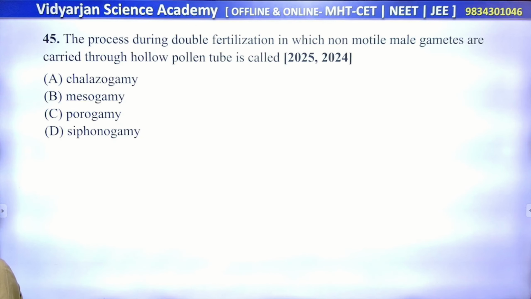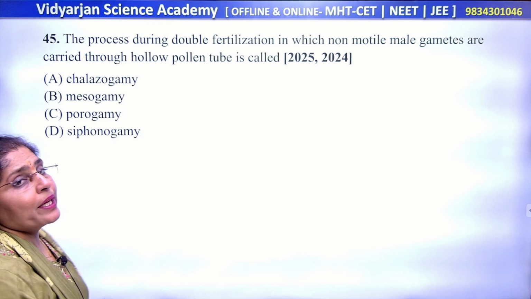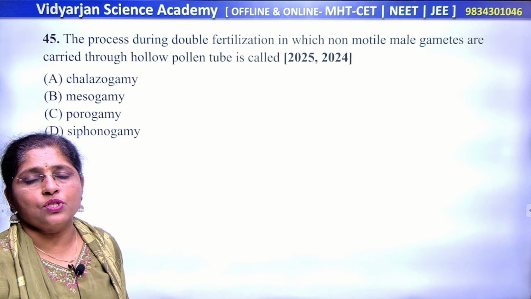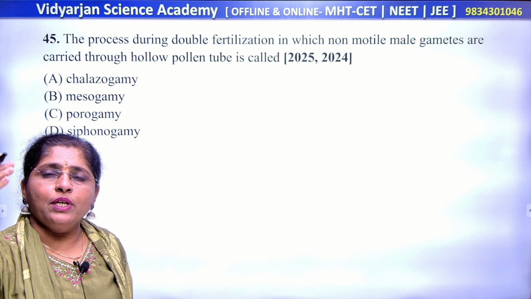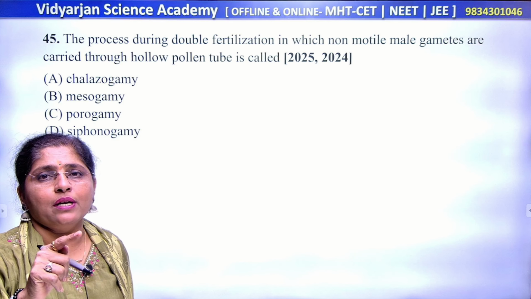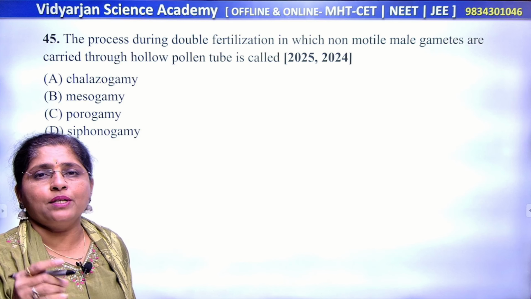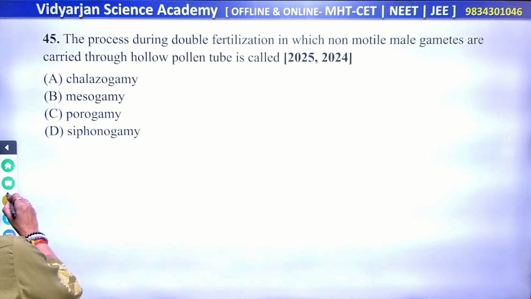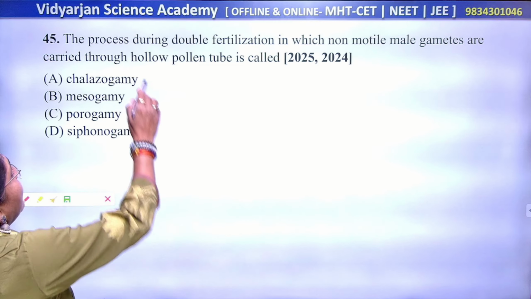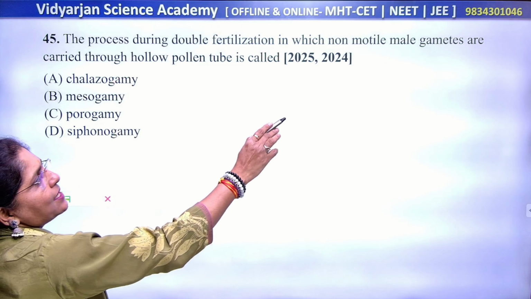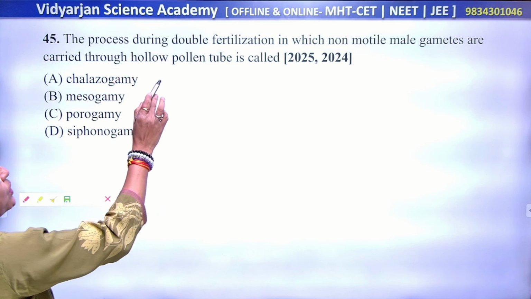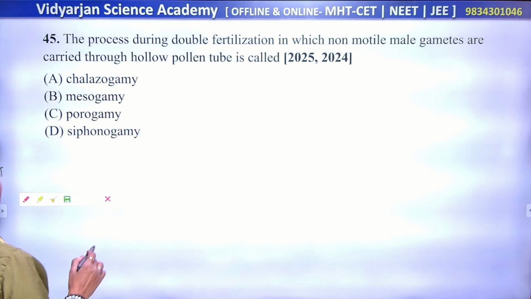Next, 45. The process during the double fertilization. You know the process of double fertilization. One of the male gametes will unite with the secondary nucleus, and another male gamete will unite with the egg cell. What are they asking us? During the process of double fertilization, non-motile male gametes are carried through the hollow pollen tube. This is called as.